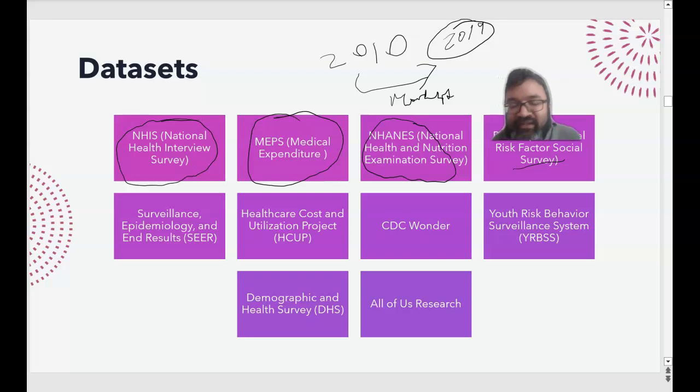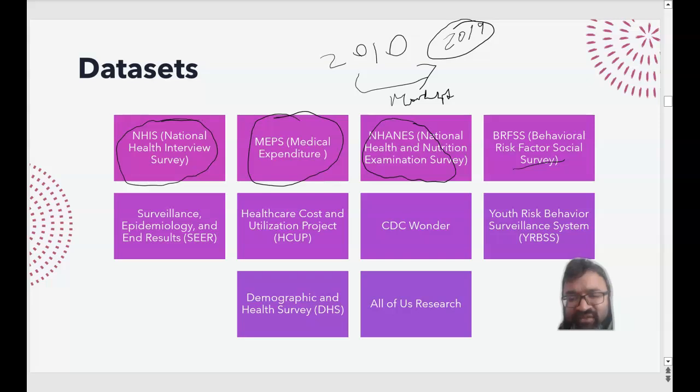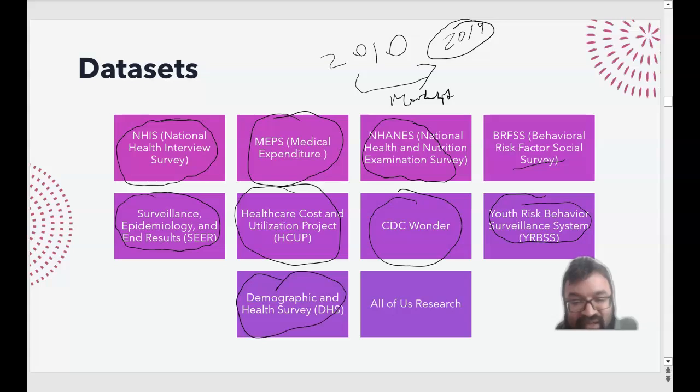Then there's the Behavioral Risk Factor Surveillance System. I haven't used this frequently, however, it is another one. I haven't quite used the Surveillance, Epidemiology, and End Results program here. And then there's the Healthcare Cost and Utilization Project, HCUP. And then there's CDC WONDER, the Youth Risk Behavior Surveillance System, the Demographic and Health Surveys, and the All of Us research program. This is one that I'm going to use and have seen more people use in public health conferences and whatnot.